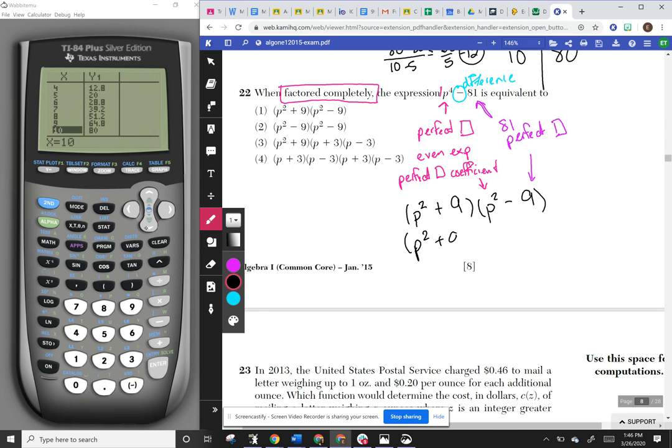P squared plus 9. And let's write this again. Square root of p squared is p. Square root of 9 is 3. And we get plus minus. This is factored completely, and your answer choice is 3.